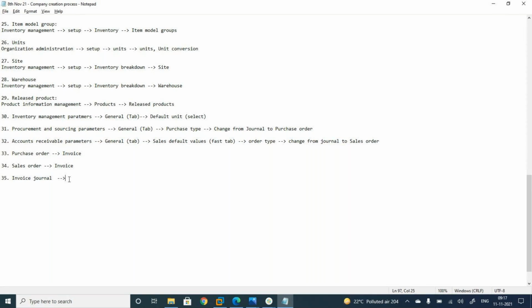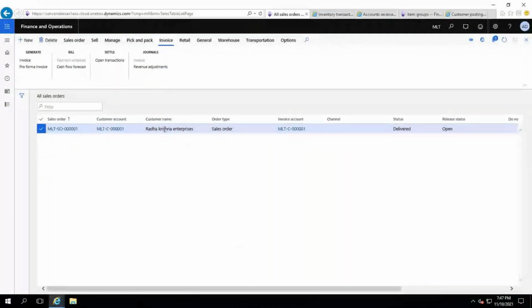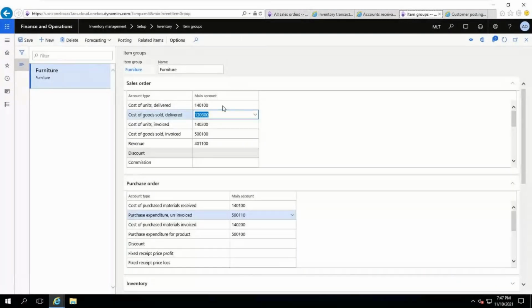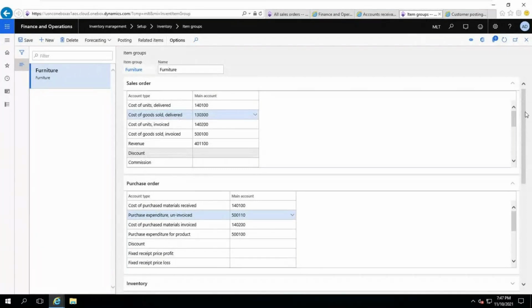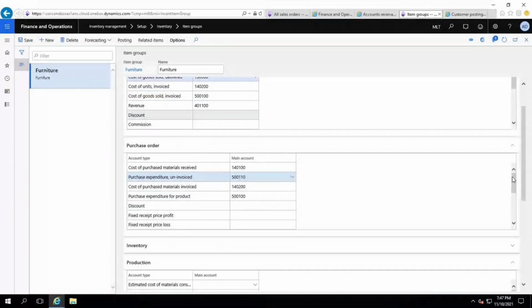Sir, can you show those accounts ledger one? Sure. 1 minute. This ledger is this one. Item groups. Yes, sir. Can you scroll down, please? Anything added on? No, in the purchase order, I mean to say. Okay. In the purchase order, we have mapped purchase accrual, one more account.